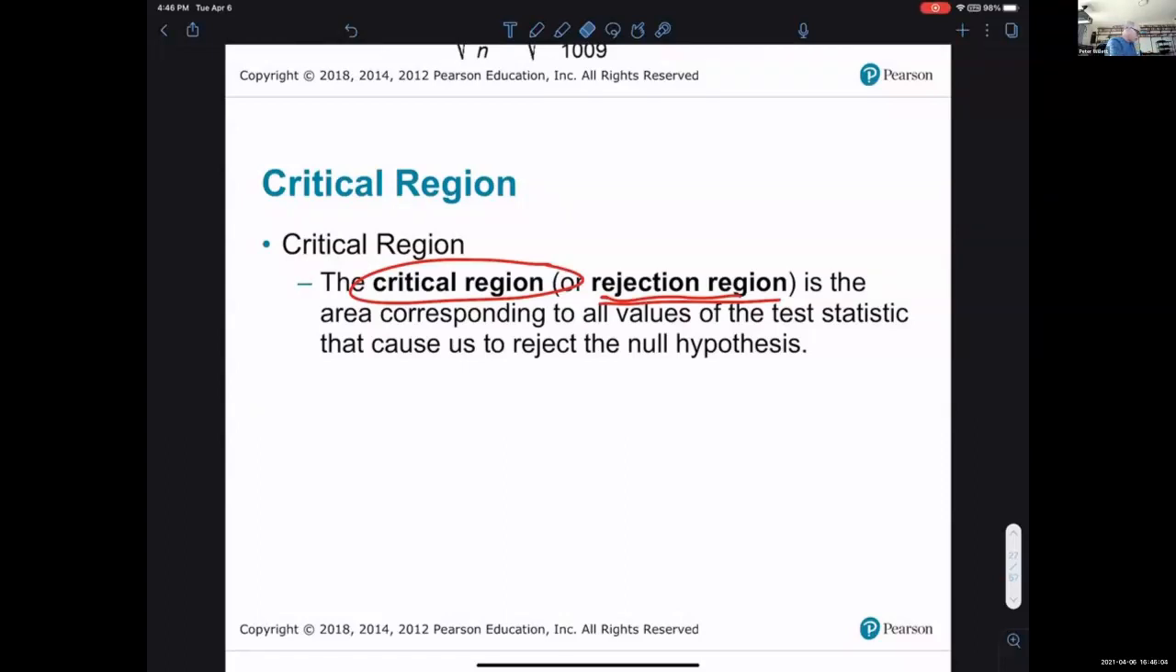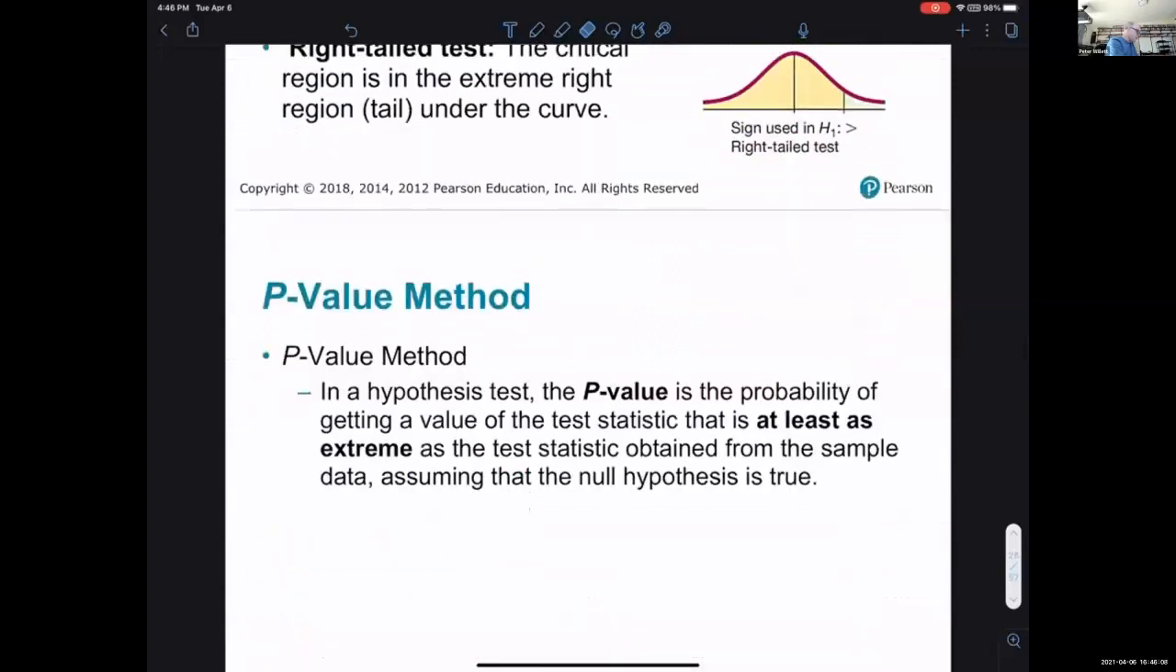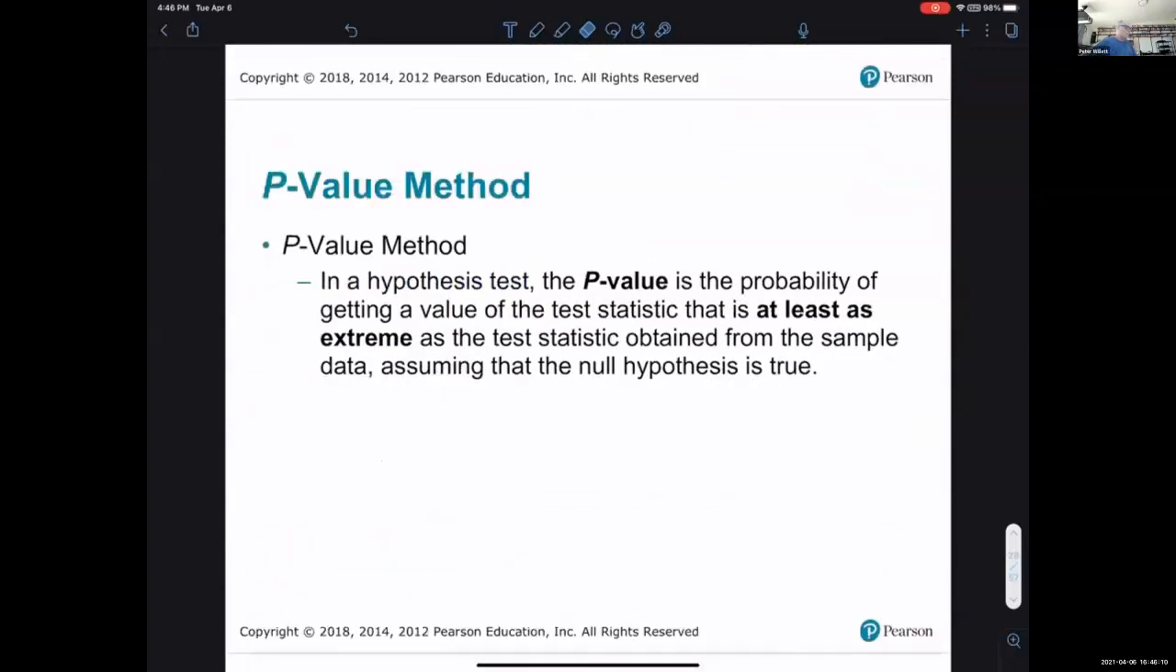Well, let me just mention the other possibility, and we've got tails here to discuss this too: the p-value method. As I was just discussing, in a hypothesis test, the p-value is the probability of getting a value of the test statistic at least as extreme as the one you obtained from your sample, assuming the null hypothesis is true. It's the probability that you could get that rare of a sample if it was true. And if the probability is very low, the null must go.